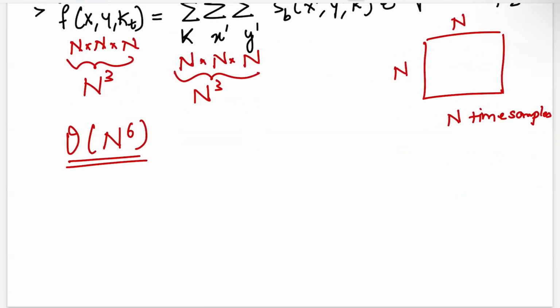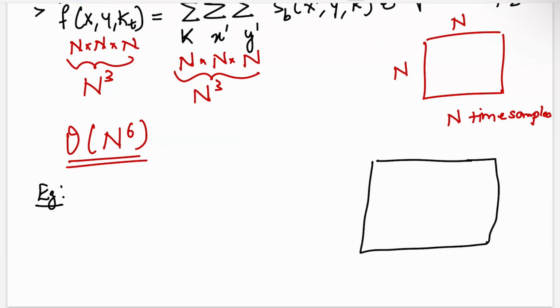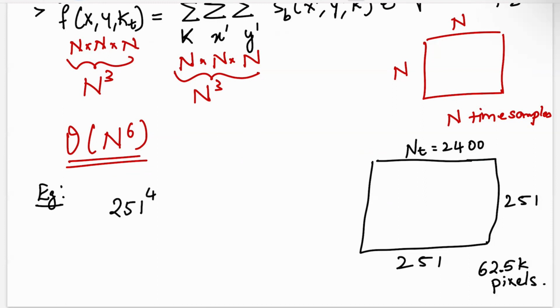So that's large. Take an example: let's say you want to form an image that has 251 by 251 pixels. This image quality will be around 62.5 kilopixels. That's not much, really. We usually deal with megapixels when it comes to real imaging, but for radar, this is enough. And let's say we have about NT time samples equal to 2400. The reason I'm taking these specific numbers is because the experimental data we deal with later has these variables set to these values. So what's the total number of computations? That is 251 to the power of 4 times 2400 to the power of 2, because this is NT and NT here. And this comes out to approximately 10 to the 16.